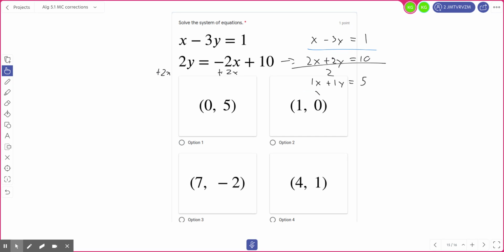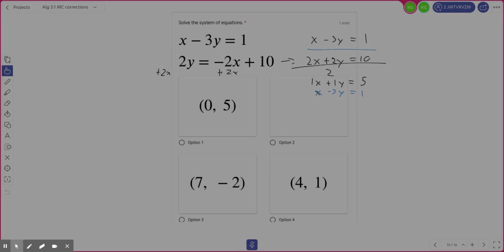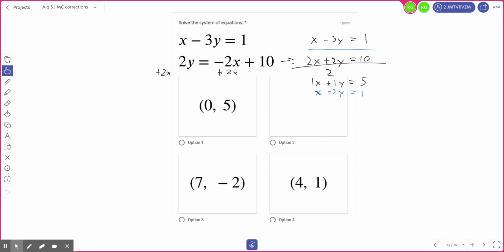Now I'm just going to take this equation and write it down below here so that I can do my subtraction. x minus 3y equals 1. Hopefully that wasn't the correct answer. It wasn't. All right.